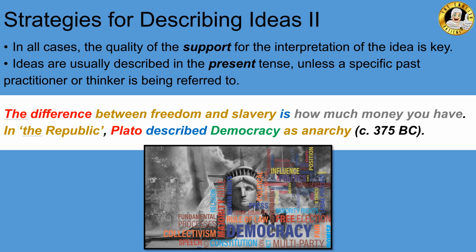For example, the difference between freedom and slavery is how much money you have. Okay, so this is a present interpretation of the idea, so we're going to use "is" in the present to talk about that. But if you refer to Plato in the past, so in the Republic, Plato described, past tense, democracy as anarchy, circa 375 BC.